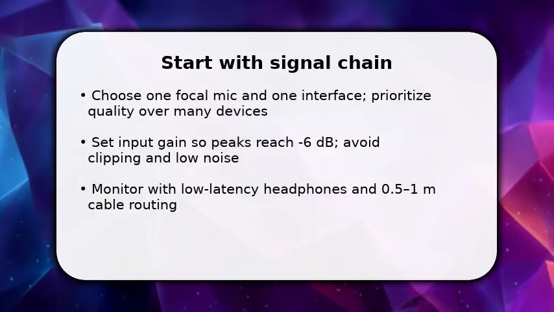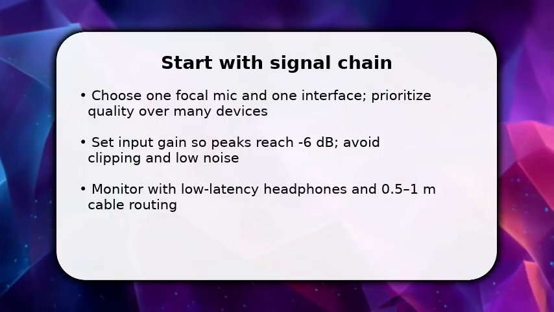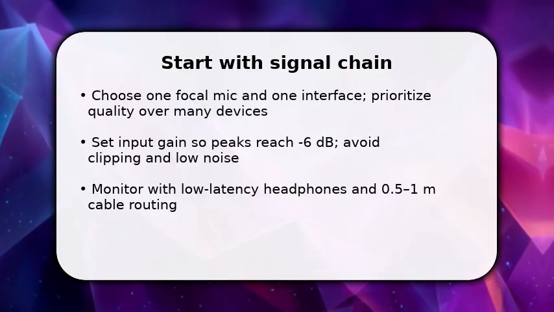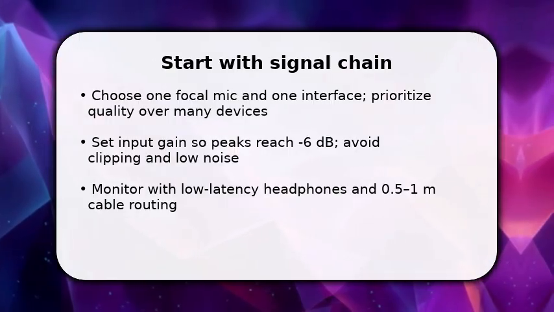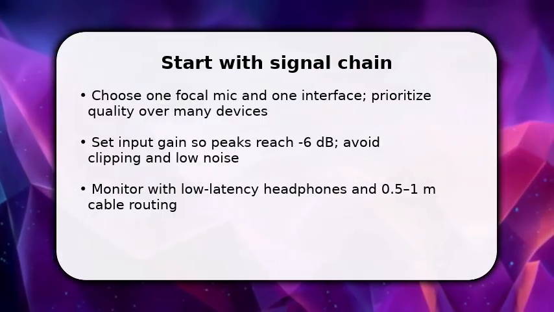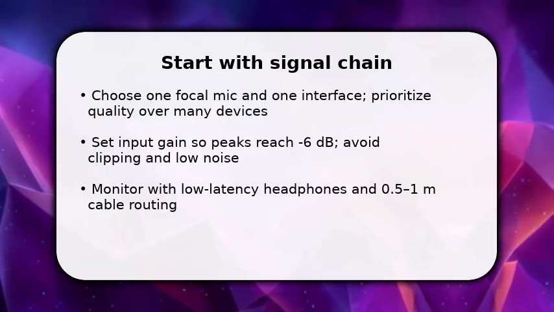You begin by locking the signal chain: mic, interface, and headphones. Set input gain so the loudest moments hit about -6 dB. This prevents clipping while preserving headroom. Once done, use direct monitoring or low-latency DSP to hear exactly what's captured.